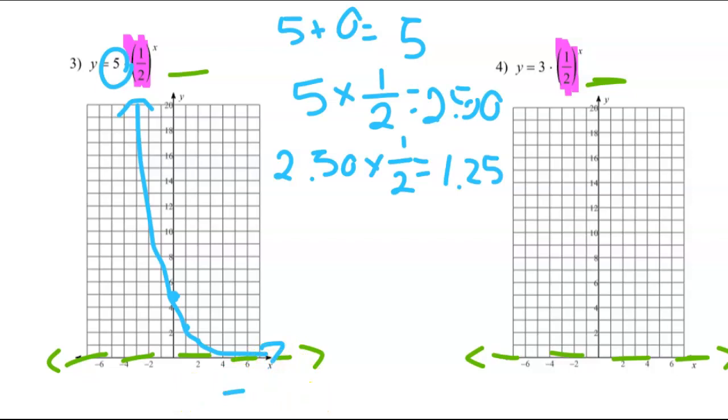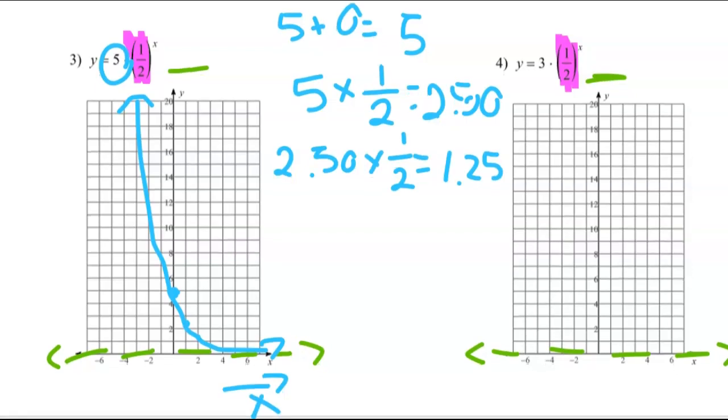So x always gets bigger in this direction, right? So if x is getting bigger, y is getting smaller. That is why this is called a decay. Same thing's going to happen over here with this 1/2. So let's go ahead and start this one, and this would be a good time to pause this and try it on yours if you're following along.